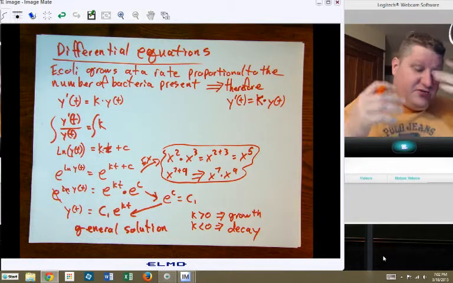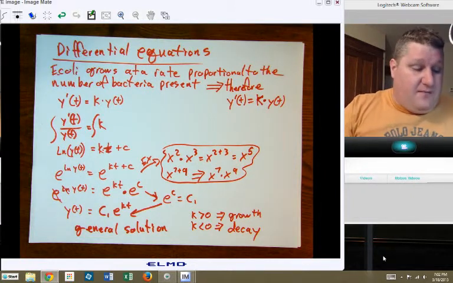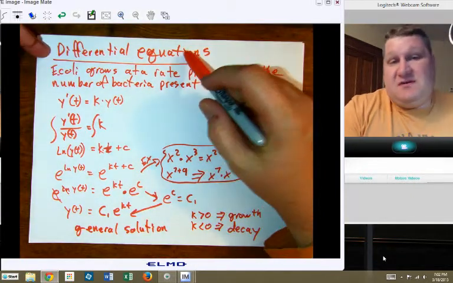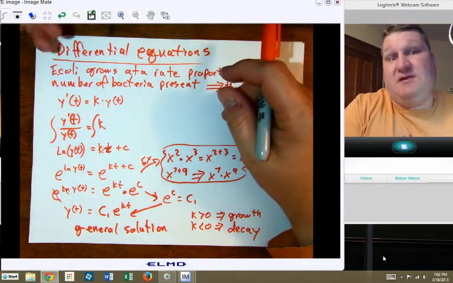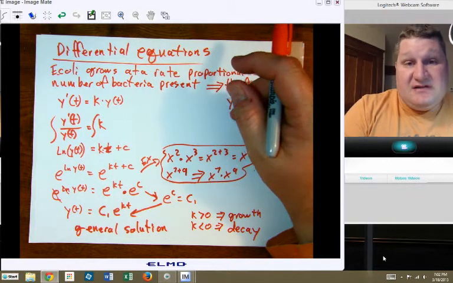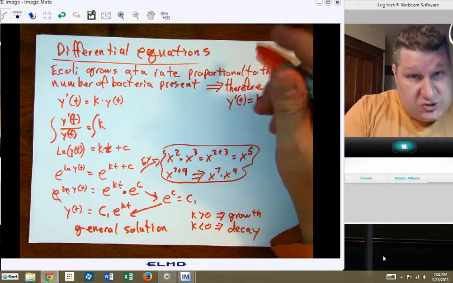Let's talk about a couple differential equations. First of all, a differential equation is something that involves a differential. Well, what is a differential? A differential is something that has been differentiated. So anything that's been differentiated is a differential.